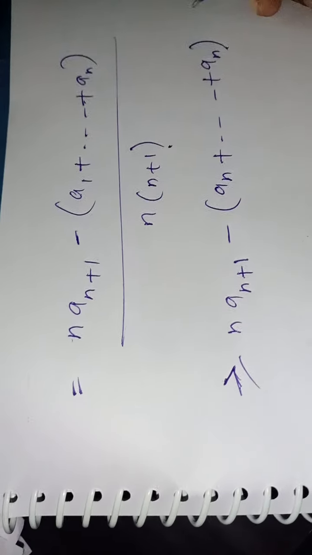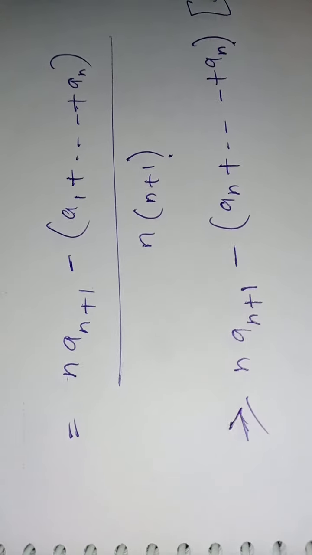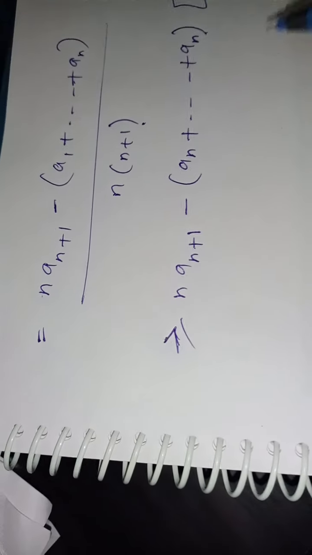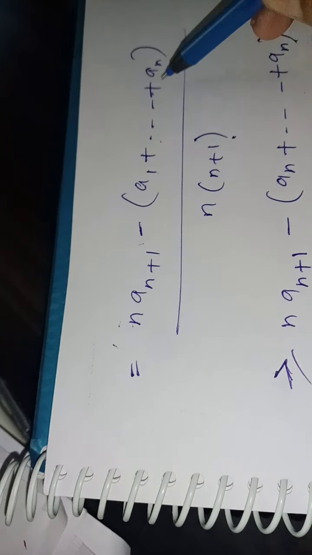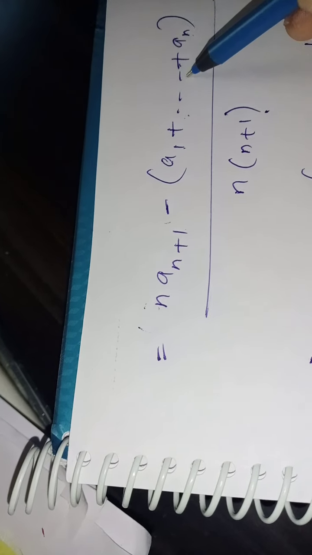Because we may write this equation as, which is greater than or equal to n into an plus 1 minus a1 plus a2 plus and so on plus an. Since by using the given equation one, we take this an as a monotonically increasing sequence. Here this is the whole term. We subtract this sequence a1 plus a2 plus and so on an.